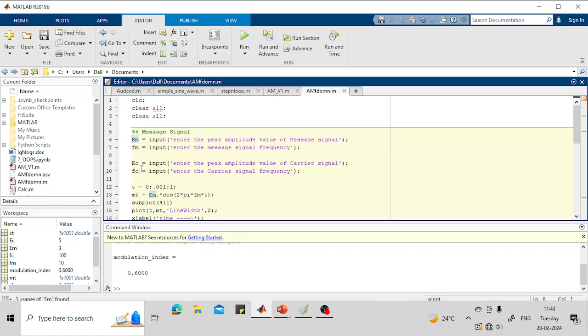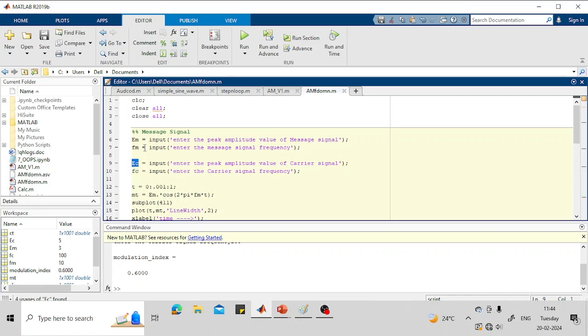After that, for the carrier signal we also need the carrier amplitude, so we are taking it from this input instruction. It will be stored in Ec. Similarly, this is an input statement we are using for getting the carrier frequency. This is the carrier frequency, and this is the carrier amplitude.